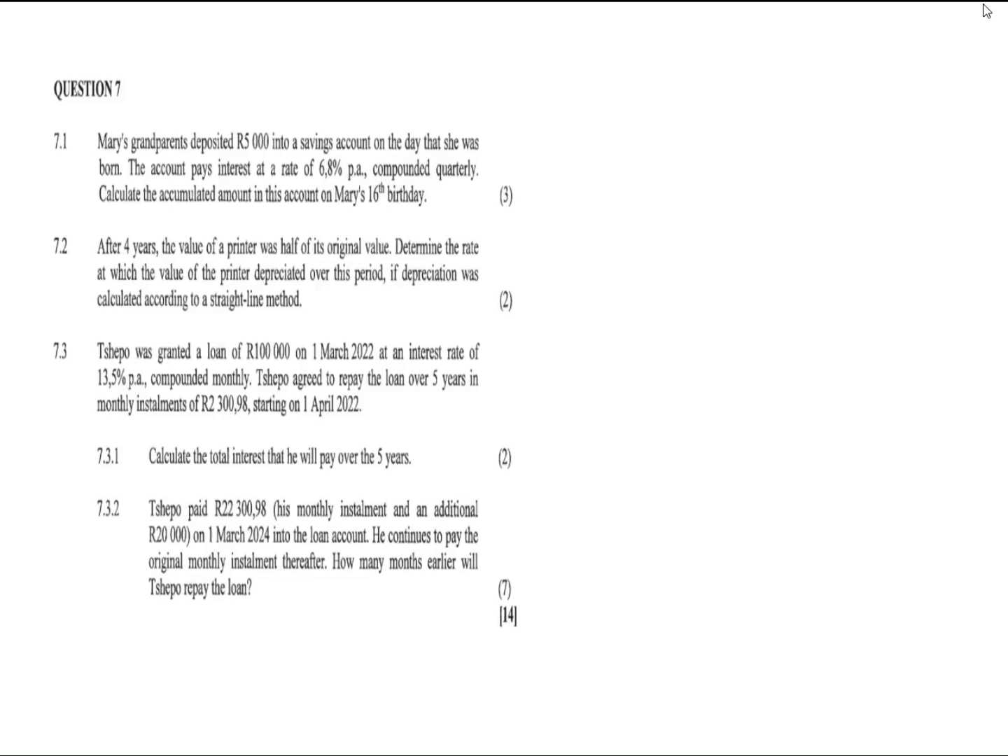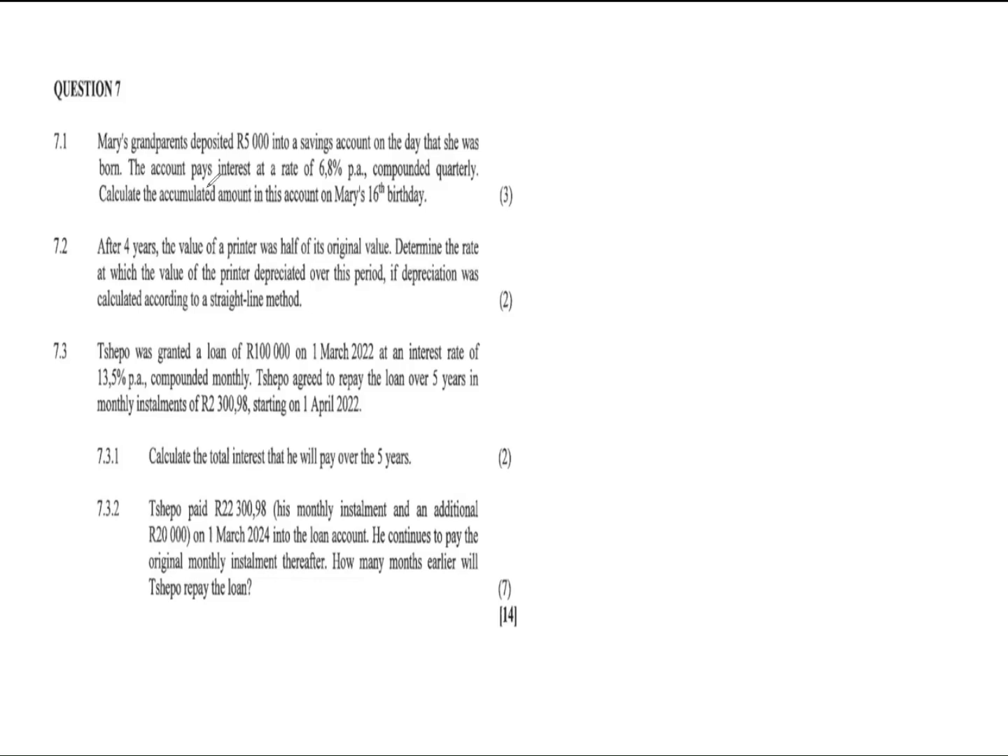All right, so we have question 7, financial maths. It says Mary's grandparents deposited 5,000 into a savings account on the day that she was born. The account pays interest at a rate of 6.8% per annum, compounded quarterly. Calculate the accumulated amount in this account on Mary's 16th birthday, right?